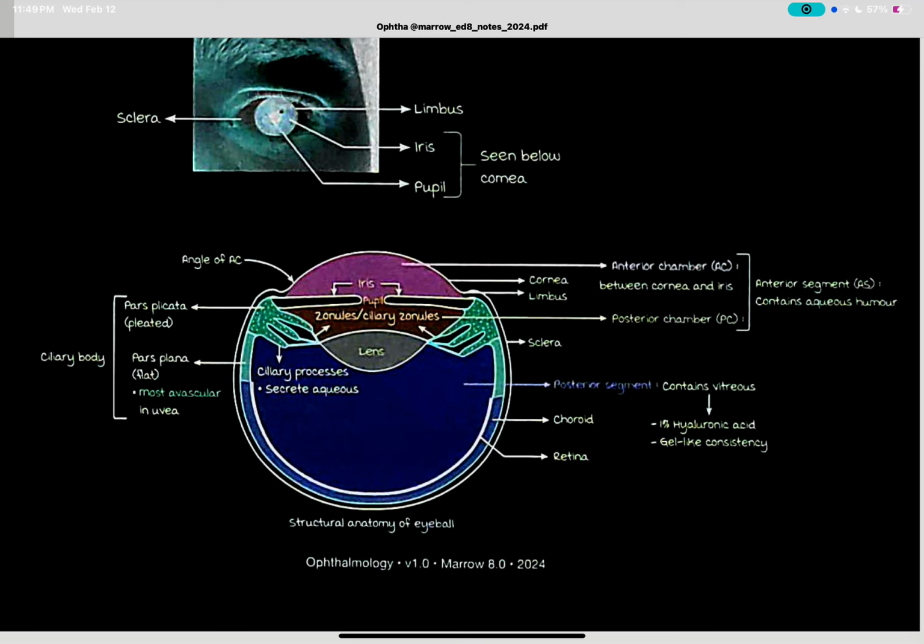In front of the lens you have your posterior chamber. Behind the lens is the posterior segment, and this is the posterior chamber. And then you have your iris and pupil, and then the anterior chamber. The anterior chamber is covered by cornea, and this is angle of anterior chamber. This is limbus. Anterior chamber between cornea and iris.